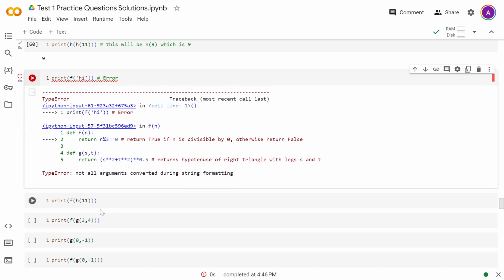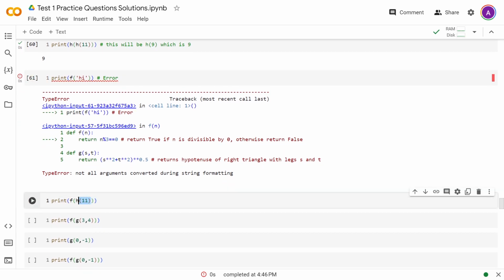All right, so next one here, f of h of 11. So this is another one where it's important that we figure out what h of 11 is first. So we already know that's 9, right? So when Python is evaluating this, it's replacing the h of 11 with 9. So we really just need to know what is f of 9. Okay, so this will be f of 9.